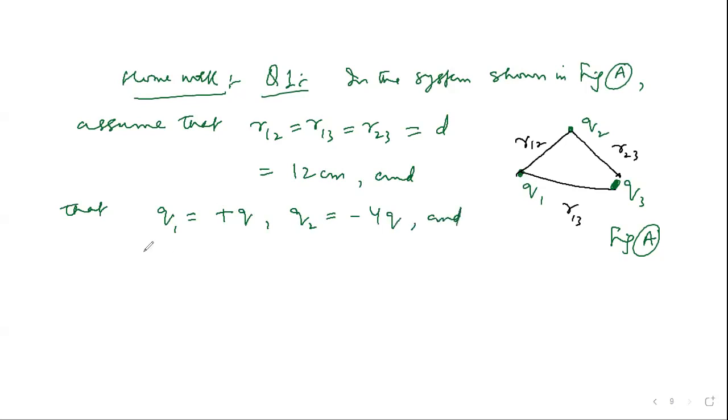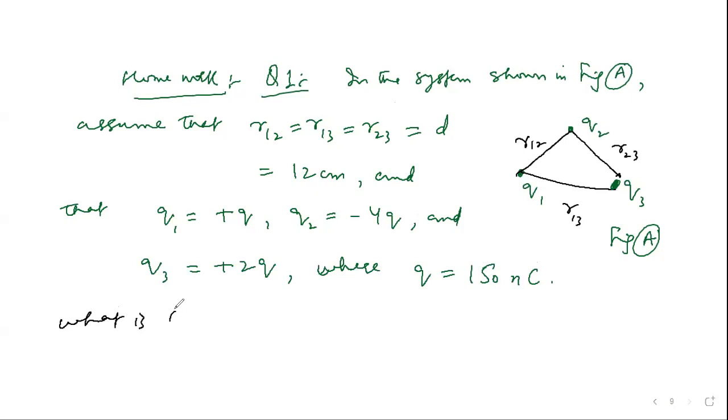and Q3 is equal to plus 2Q, where Q is equal to 150 nanocoulomb. What is the electric potential energy of the system?